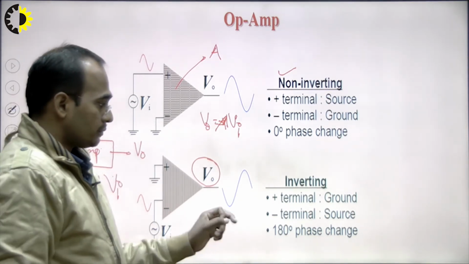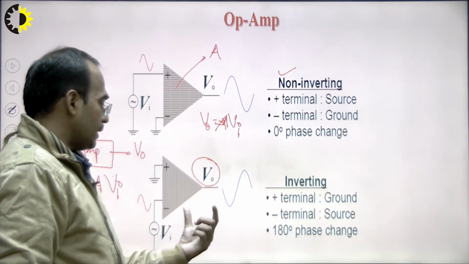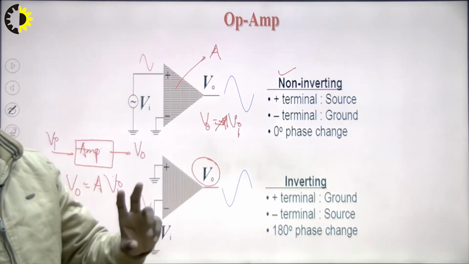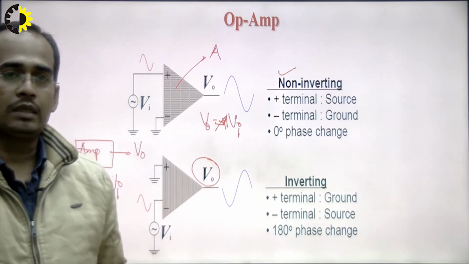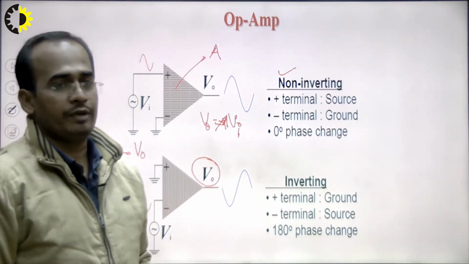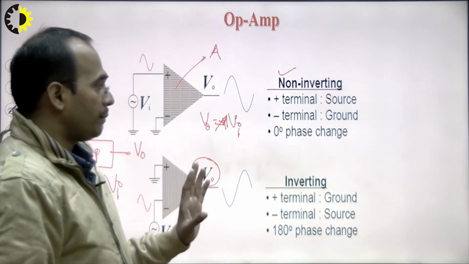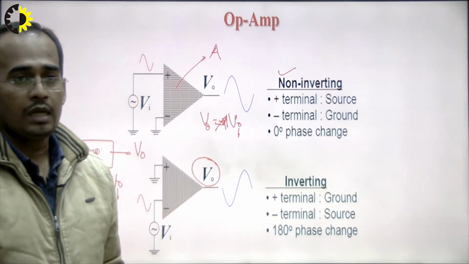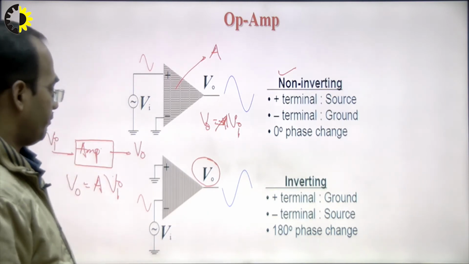In this way, you can say that there will be a 180-degree phase shift between input and output of the operational amplifier. But in case of a non-inverting amplifier, there will be a 0-degree phase shift between the input and output of the operational amplifier.